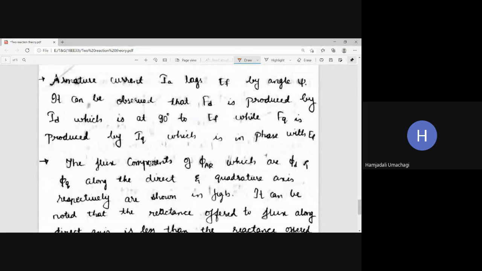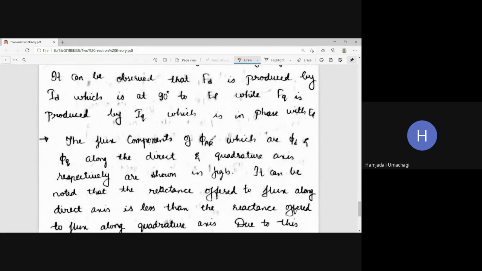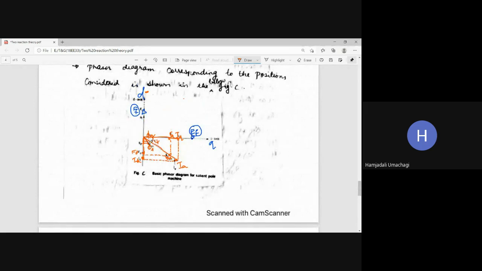Okay. The flux components of psi AR. Whenever the armature winding carries current, it is going to produce flux, that is psi AR. Once again, this flux produced by the armature winding, AR stands for armature flux, is divided into two components, one acting along the direct axis, that is psi d, and another acting along the quadrature axis, psi q. Here you can see this is my psi AR, which is armature flux. It is divided into two components, psi d along the direct axis and psi q along the quadrature axis.